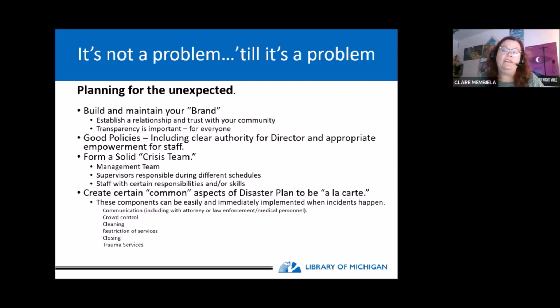Do they need to notify the board? Absolutely. But to the extent that the director and some members of the staff are empowered to deal with things quickly, it's going to really mitigate the amount of damage ultimately that the library has.